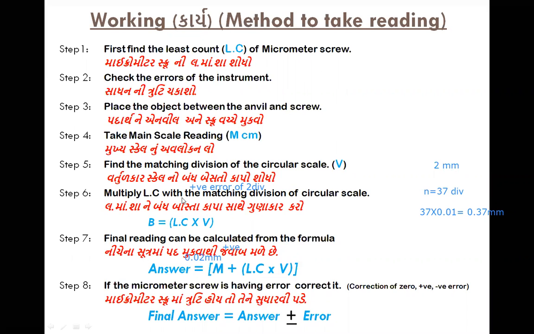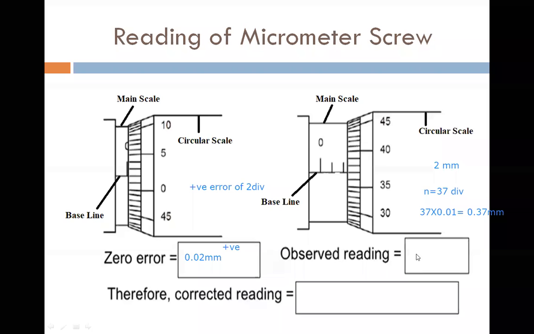It is 37. Multiply it with the least count, 0.01, giving 0.37. What is the next step? That is the addition. Can I write this next step here? Main scale reading is 2 plus 0.37, which will give the answer 2.37 mm. Am I right? This is my answer. After adding it, what I am getting is 2.37 mm.